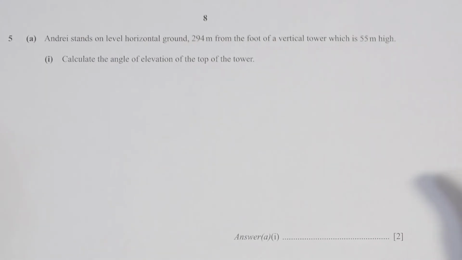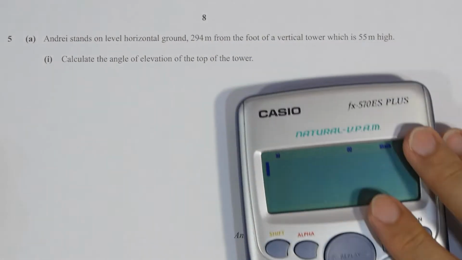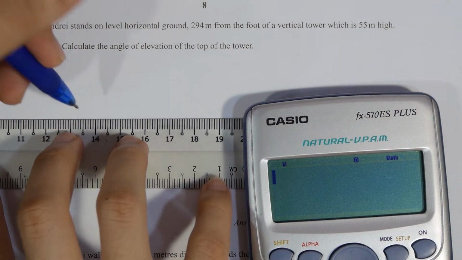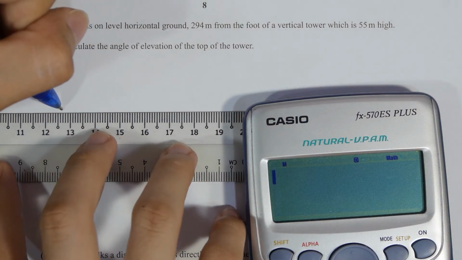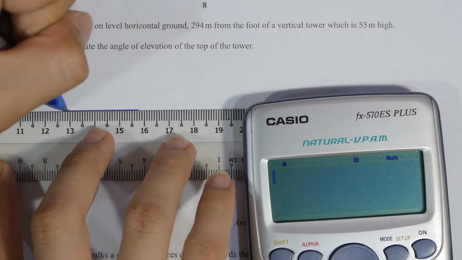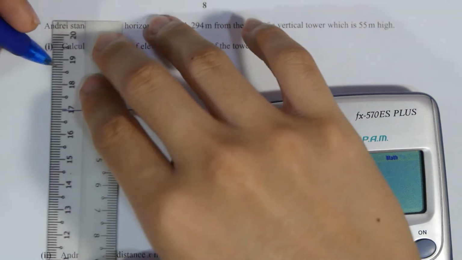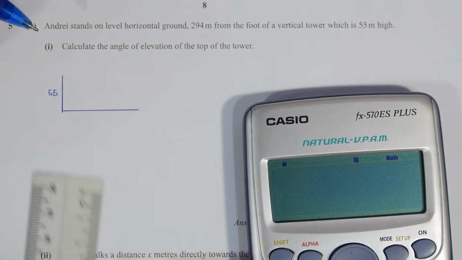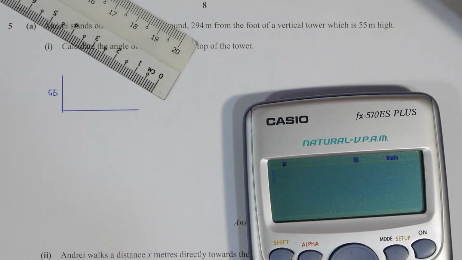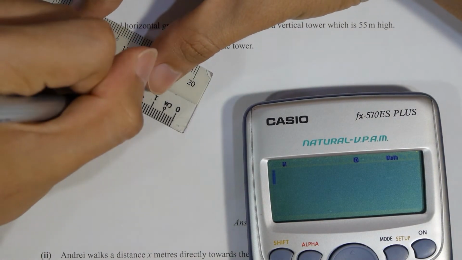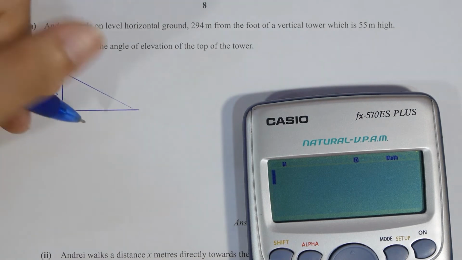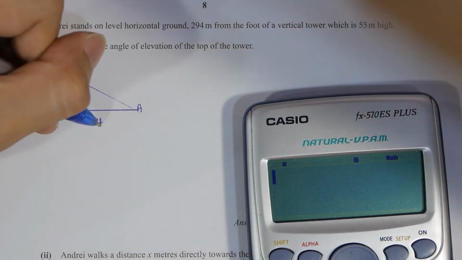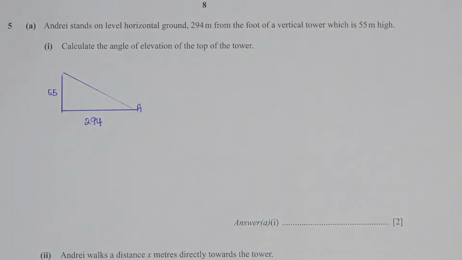Question 5. Andre stands on a horizontal ground 294 meters from the foot of a vertical tower of 55 meters high. So I actually drew out the shape there for you to have a better visual illustration. So simply use tangent. Then you'll be able to identify the result as 10.6 degrees.